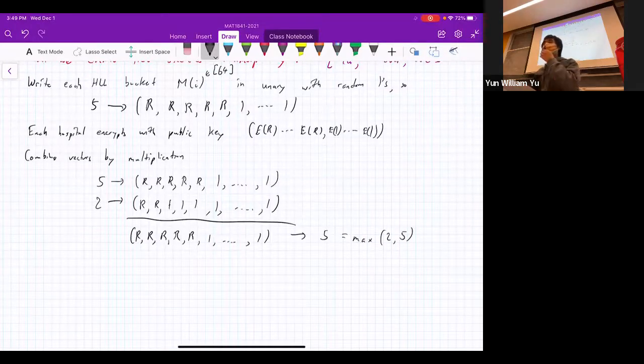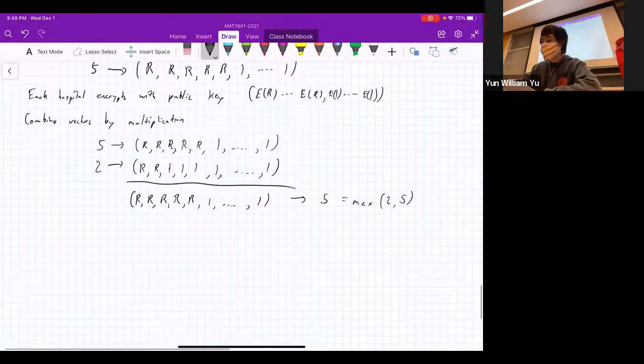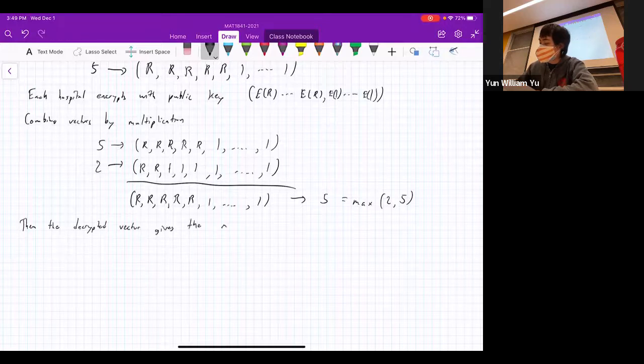So we're able to combine these HyperLogLog sketches because, using this unary encoding, we've turned this maximum operation into a multiplication operation, which we can do pretty easily in our homomorphic framework. Of course, these are all in ciphertext, so you don't actually see this happening until you decrypt at the end. So then the decrypted vector gives the maximum m of i by the number of random values.